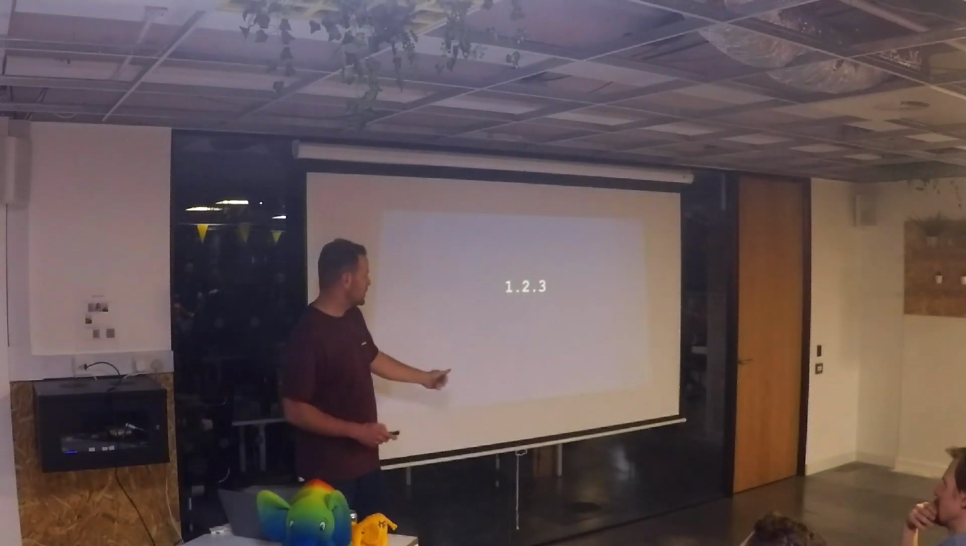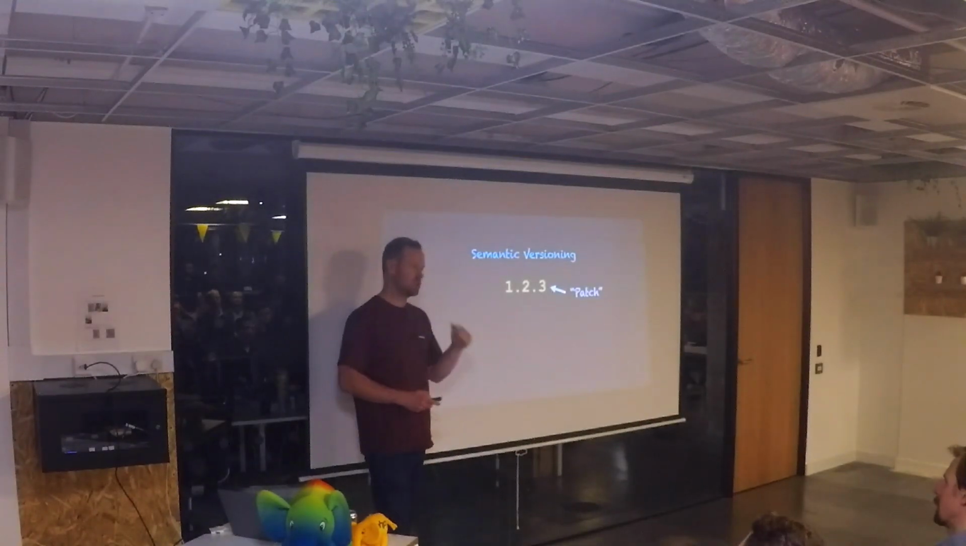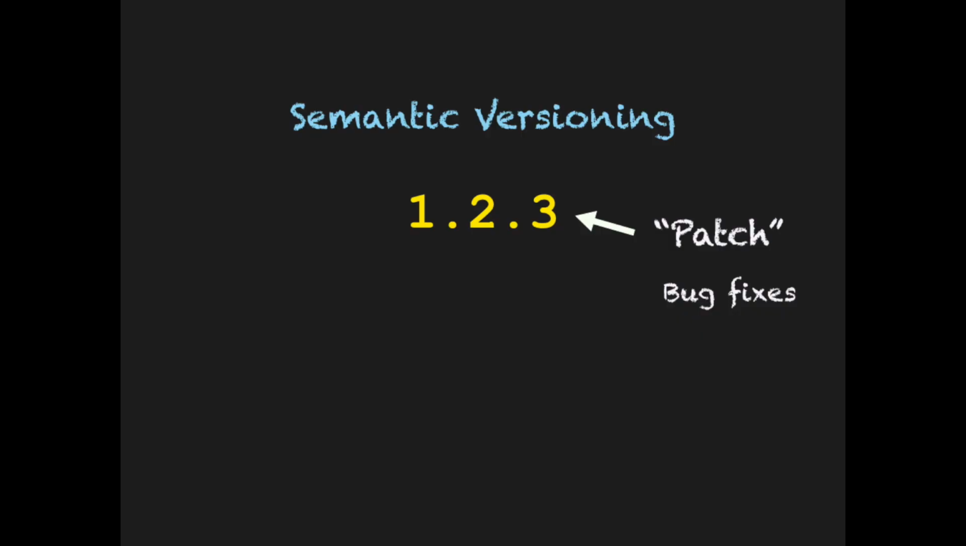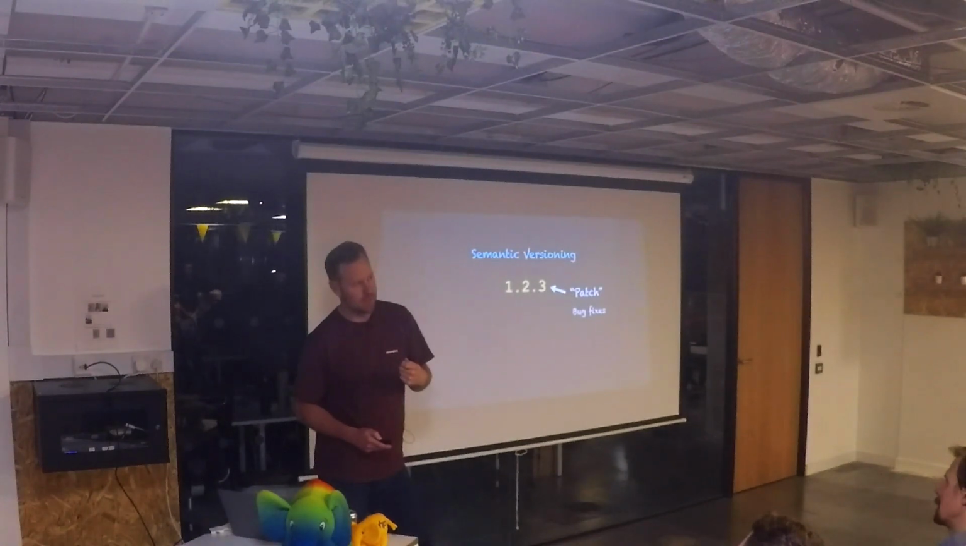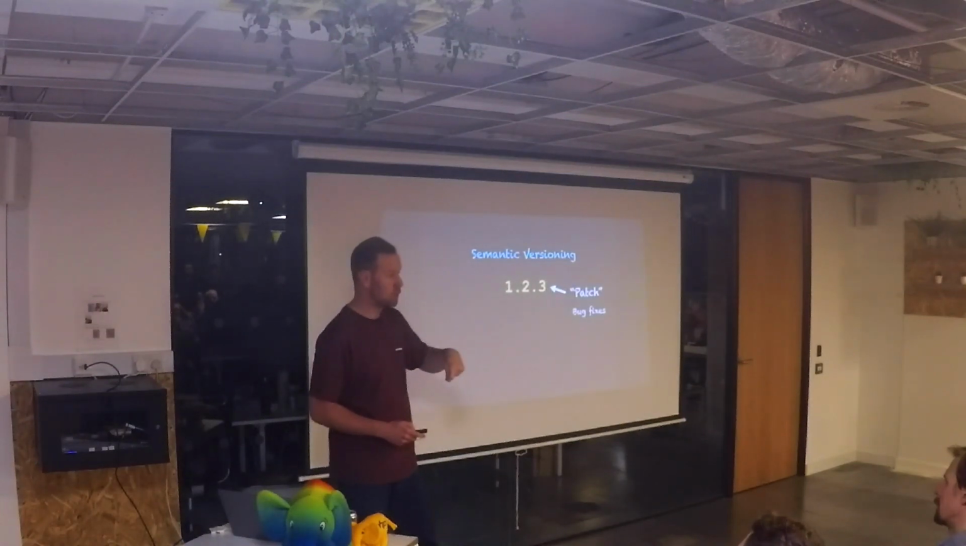Let's break down what a version number is. When you see a three-part version number, it's usually semantic version numbering. The final number on the right is the patch version. This increases when a bug is fixed, and it happens a lot. There's no functional changes. There's just unexpected behavior removed.